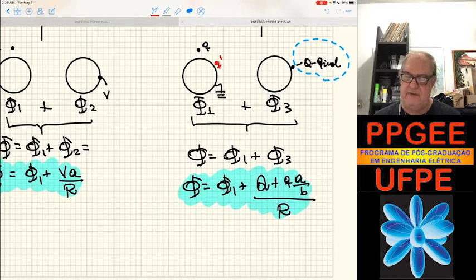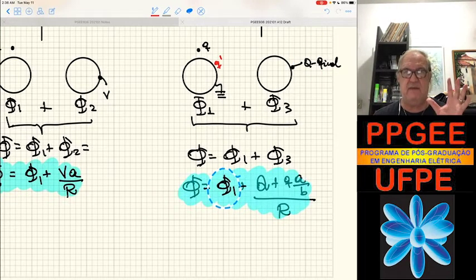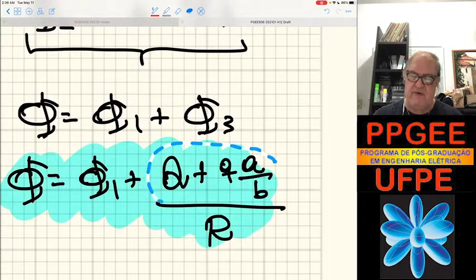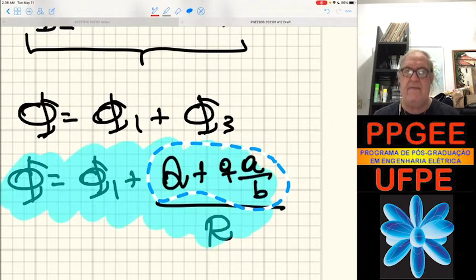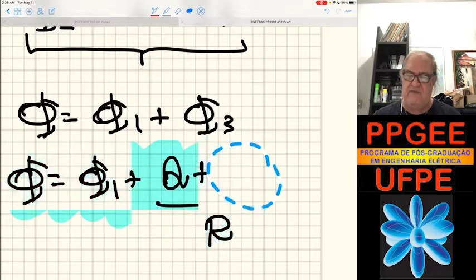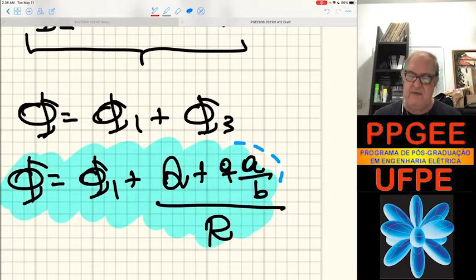So the first solution is phi 1, the one that we solved: a point charge near a grounded sphere. The second solution is a uniform distribution of charge Q minus Q image, where Q image is Q A over B. So the potential for the uniform distribution is given by this.